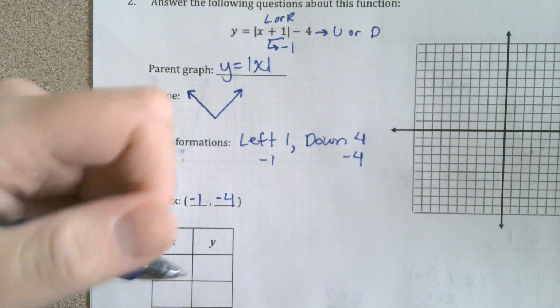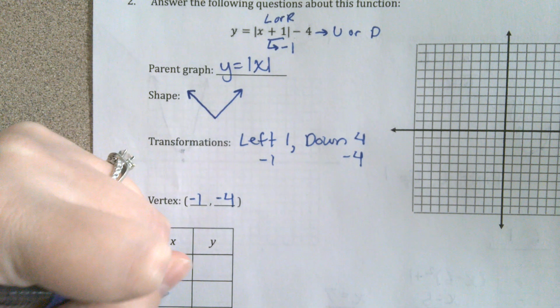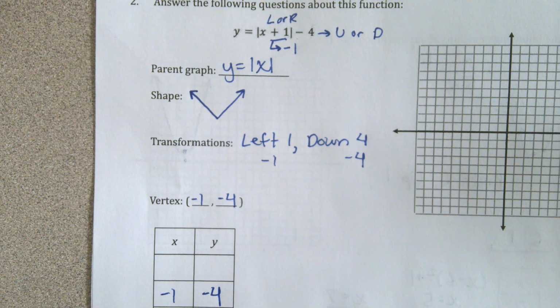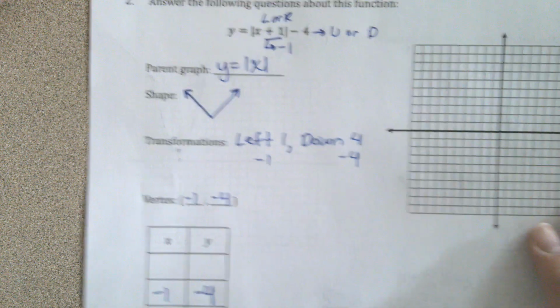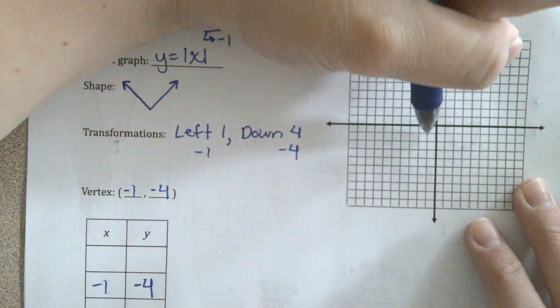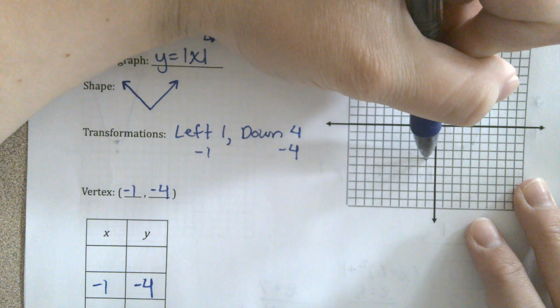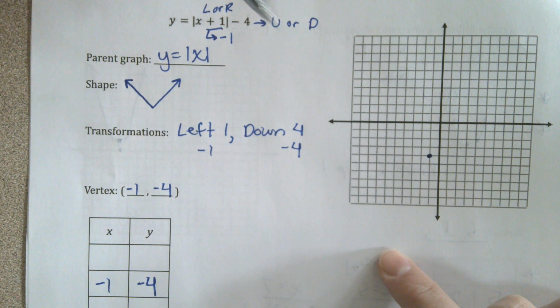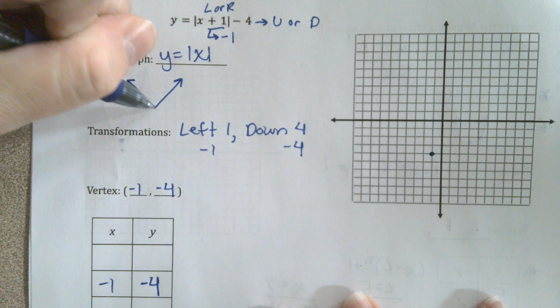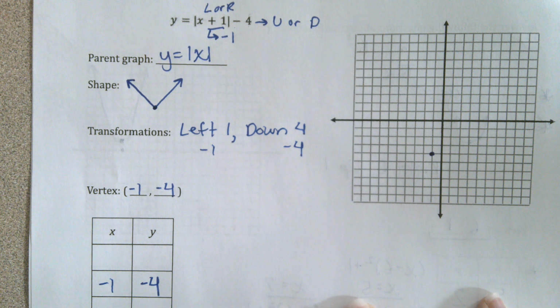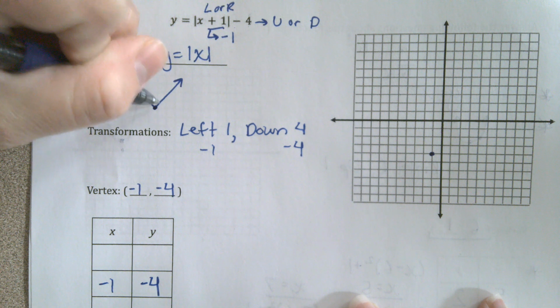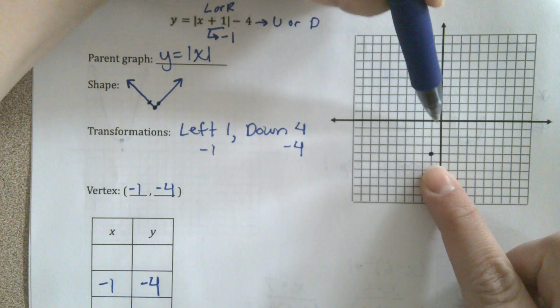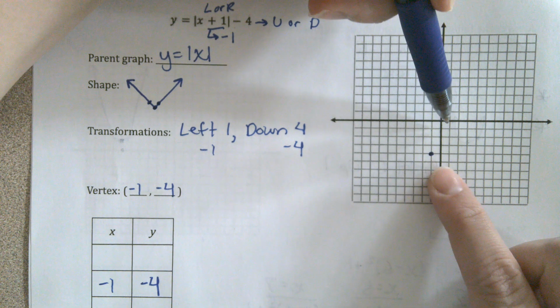Now we put our vertex in the middle of the table. And I'll go ahead and plot that point. -1, -4. So to form the shape of the V, because right now I have the bottom of the V, the vertex, I need to find a point on the left and a point on the right. So if I'm at -1, I need to use -2 and 0.